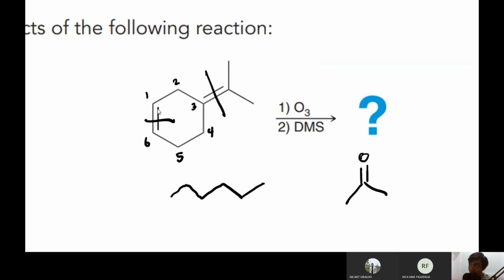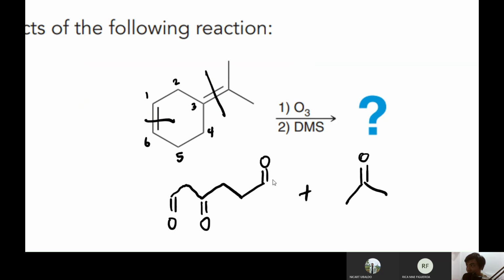Let me label it carbon 1, 2, 3, 4, 5, then 6. On carbon 1, I have my double bond, and I will put an oxygen there. On carbon 3, I have my other double bond. 1, 2, 3, so there is a double bond again. And at carbon 6 at the end, another double bond. Okay, so these are our products. You have your aldehyde and ketones.